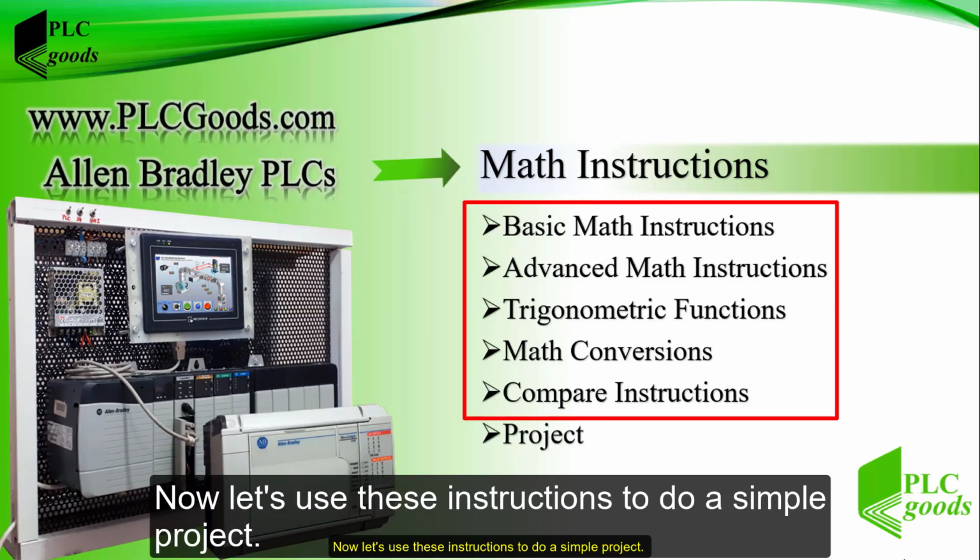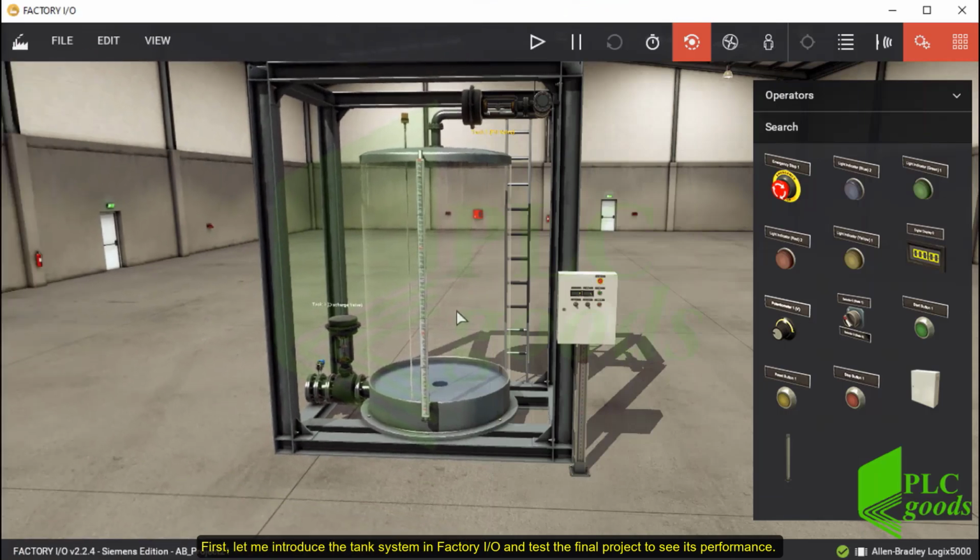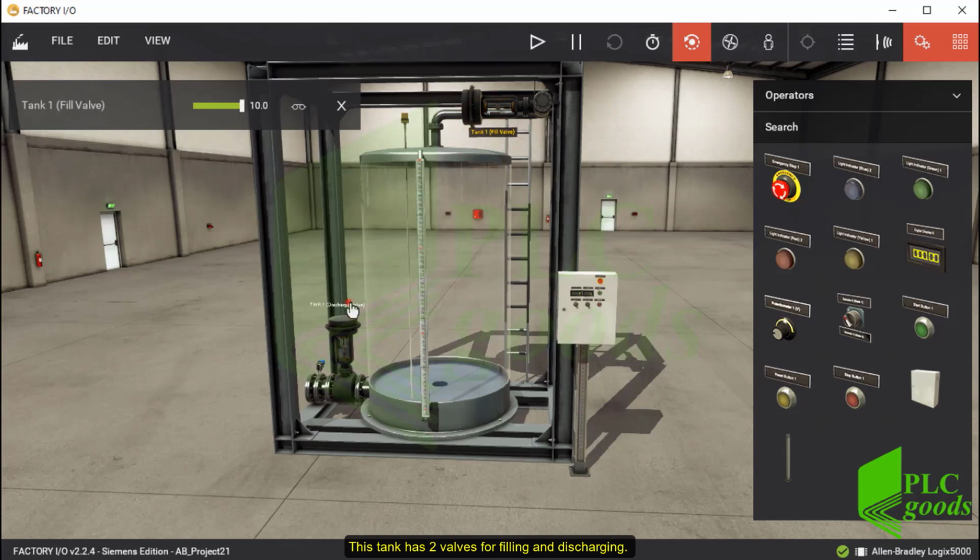Now let's use these instructions to do a simple project. First, let me introduce the tank system in Factory I/O and test the final project to see its performance. Then I will show you how this plant can be designed in Factory I/O and its PLC program can be written in RSLogix 5000. This tank has two valves for filling and discharging.